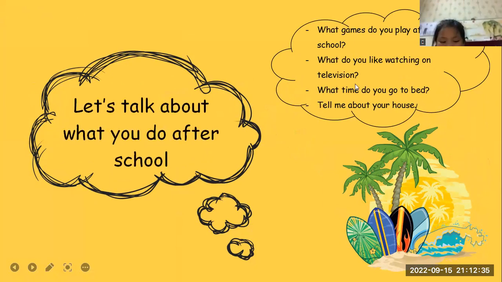So now, what games do you play after school, Elsa? I play basketball. What else? I don't know. Okay, so who do you play basketball with? I play basketball with my friends. Great job. What do you like watching on television, Elsa? I like watching Pink Panther. Okay. What time do you go to bed? 10 o'clock.